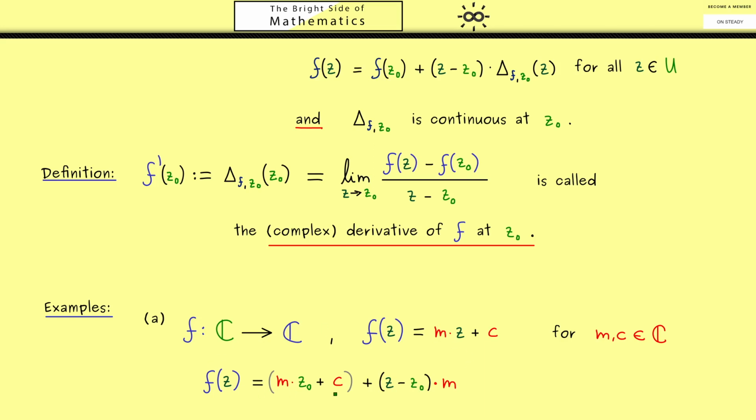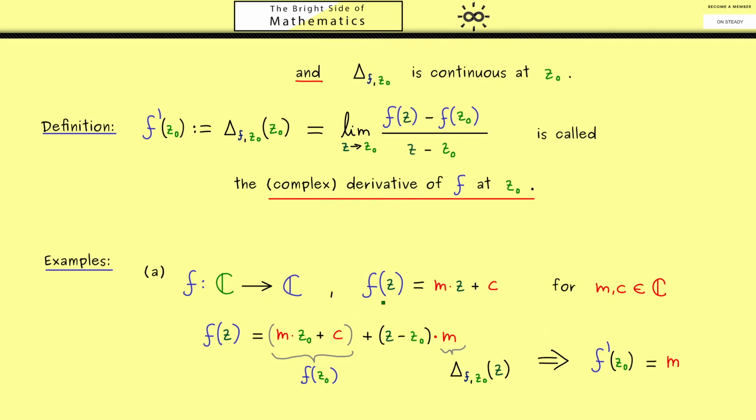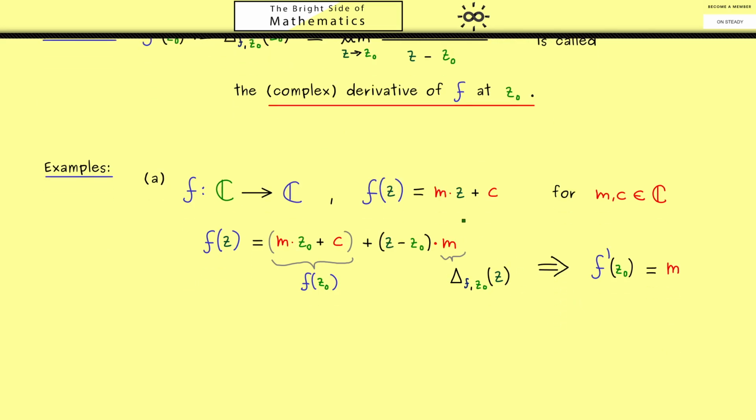Or in other words, now we have rewritten the function. The first term is f of z0 and this part here is our function delta. The function is constant, it's equal to m, so we don't have any problem putting z0 into it. Hence we know the derivative no matter which point z0 we choose. The derivative is always equal to m. This shouldn't be a surprise for you because the m stands for the slope of the linear function here. However, still, now we have proven that this function is indeed complex differentiable. And indeed, no matter which point z0 we consider.